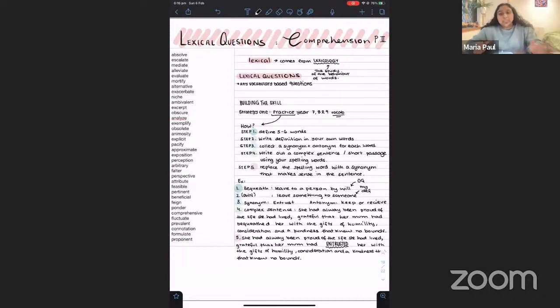Okay, so pretty much what you want to do is you want to pick 5 or 6 of your 7, your 8, or your 9 words. It can be a combination. Then step 2 is I want you to define those spelling words in your own words, pretty much. So you get the original definition and then you define it in your own words. After that, step 3 is I want you to collect a synonym and an antonym for each of these words. Why would you want one of each?